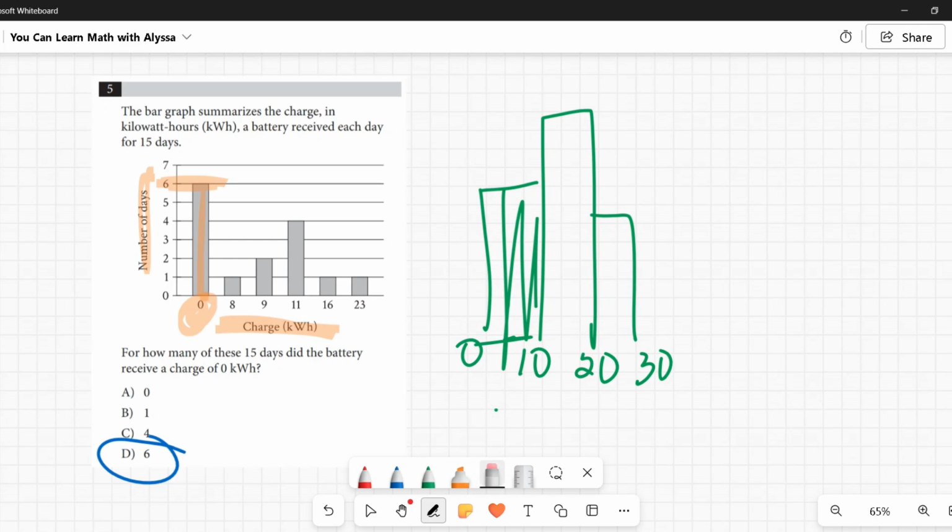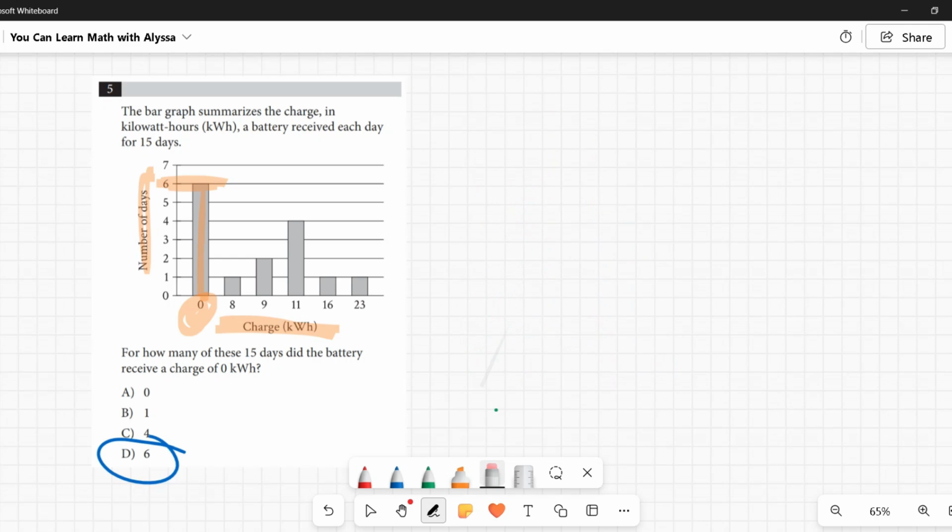That's the difference. So if you see something described as a histogram and you're like, oh, it looks like a bar graph to me, that may be why. But yeah, this is just a test to see if you can read a bar graph. And the answer is D, 6.